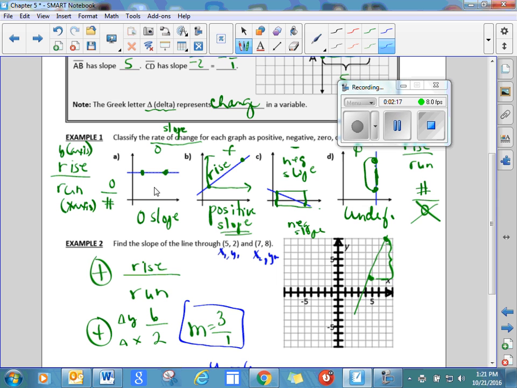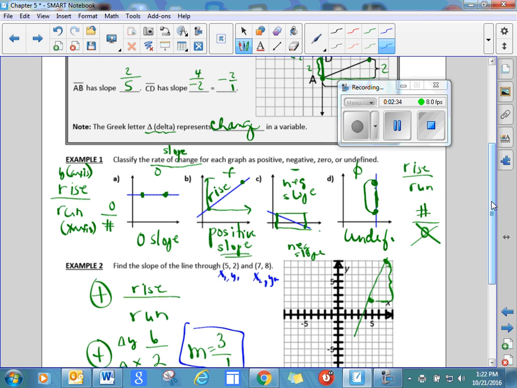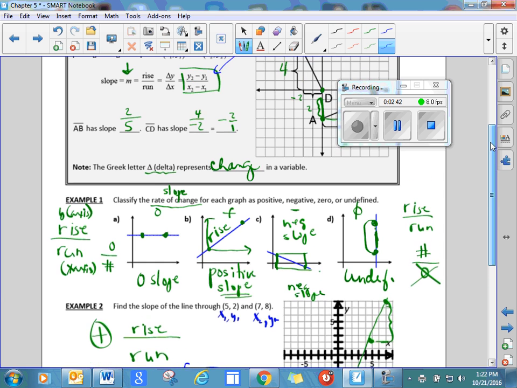Remembering our horizontal lines have zero slope. If we rise from left to right, it's a positive slope. If we fall from left to right, it's negative. And if it's a totally vertical line, it is undefined because you end up with the denominator, the run, on the x-axis being 0. All right, let's move to the next page real quick.